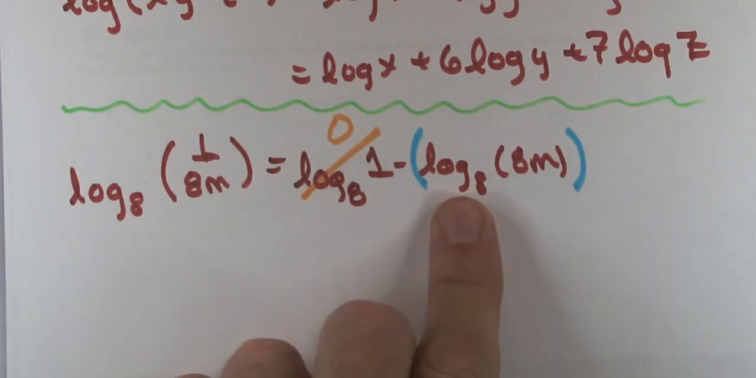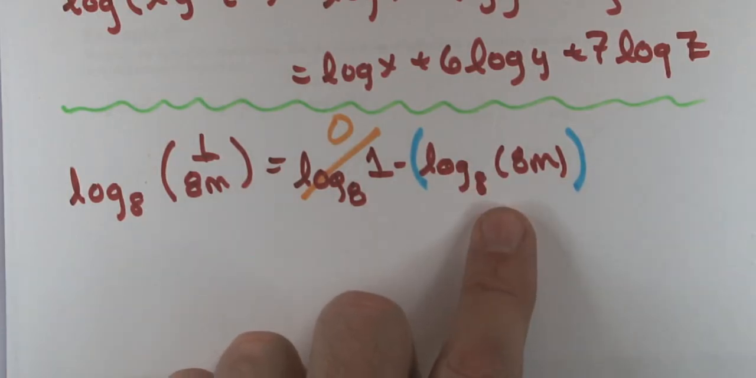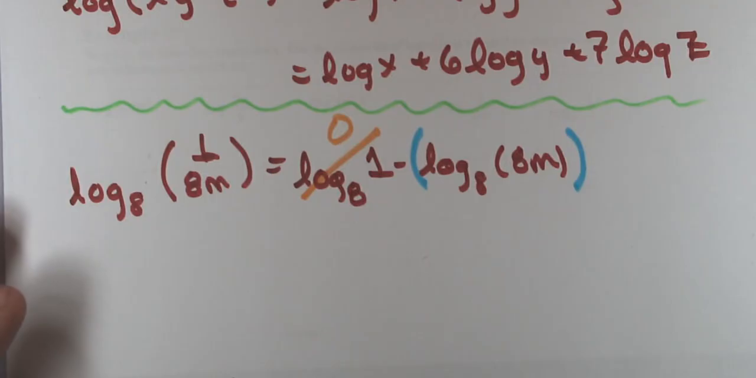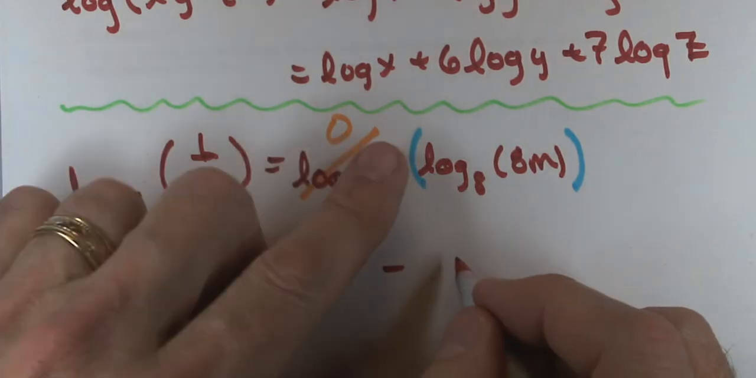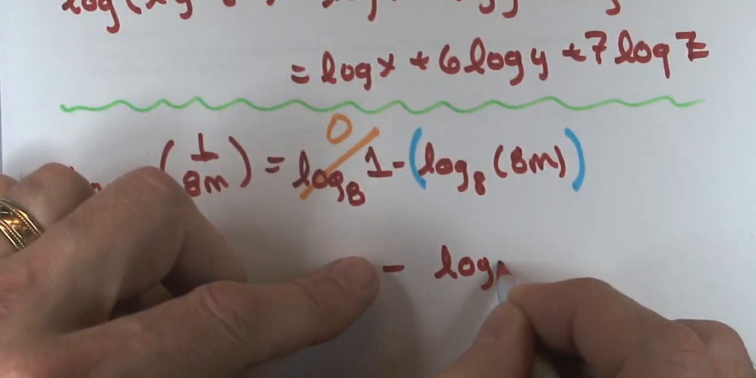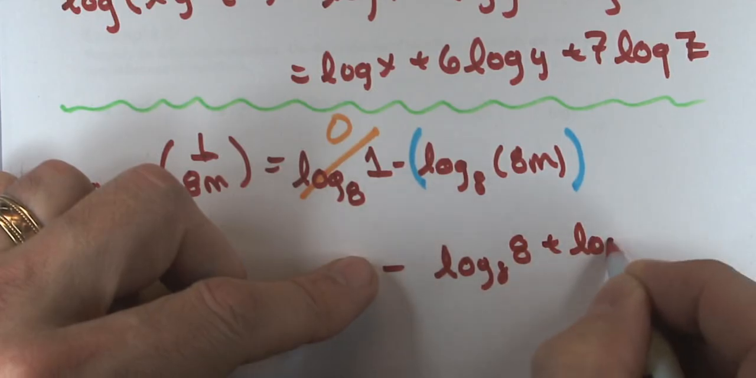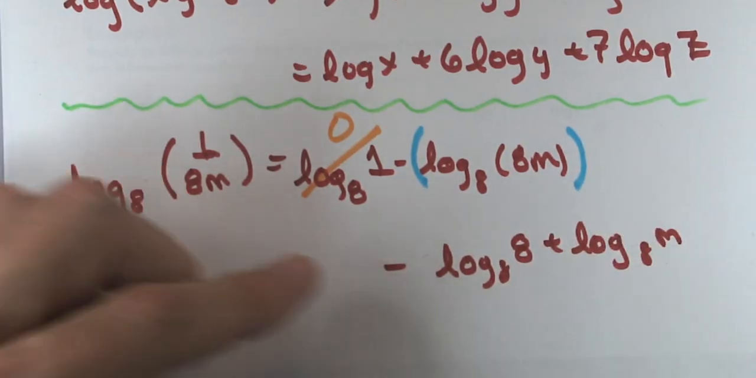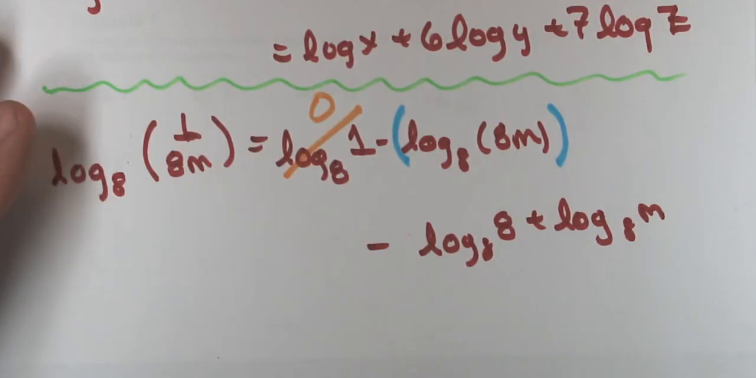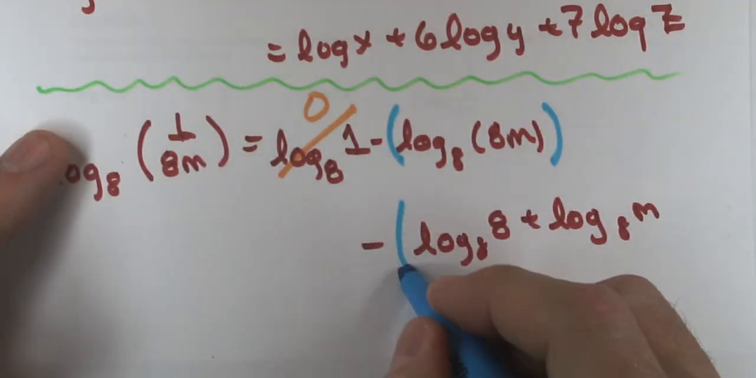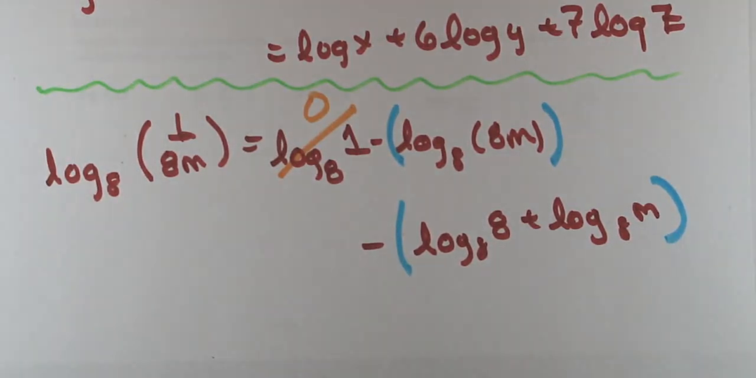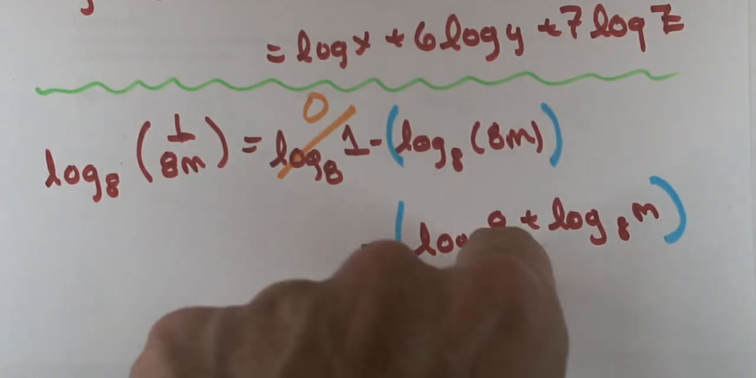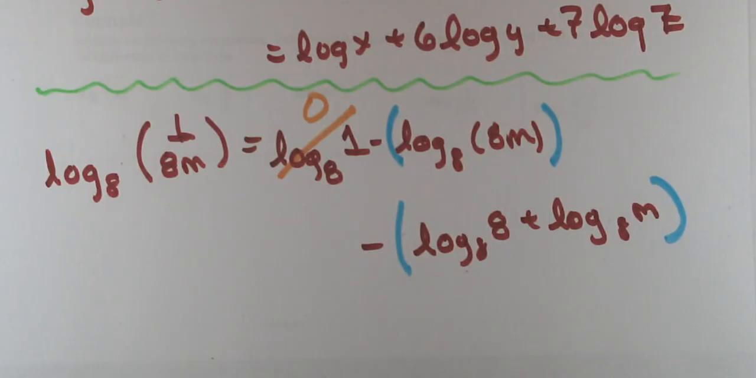What am I going to do with this part right here? Say again? Yeah, you're going to use the product rule. So if I did the product rule and I wasn't being careful, if I didn't have these parentheses there, I go, oh, minus log base 8 of 8 plus log base 8 of m. Where's my mistake? Yeah, that negative, if you're writing it without parentheses, has to distribute itself. Before I distribute, can I simplify what I have in the parentheses at all?